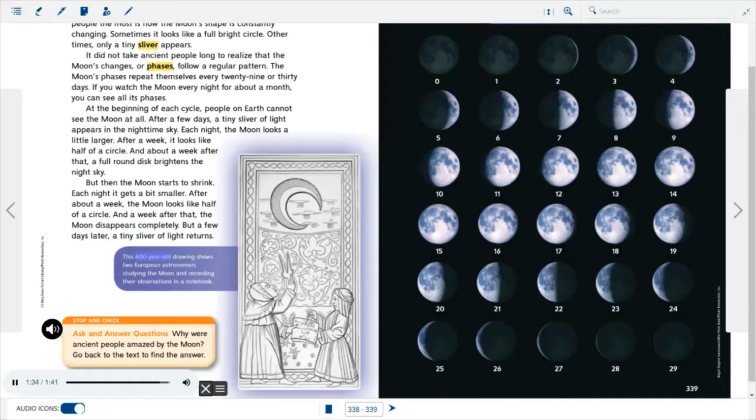This 600-year-old drawing shows two European astronomers studying the moon and recording their observations in a notebook.